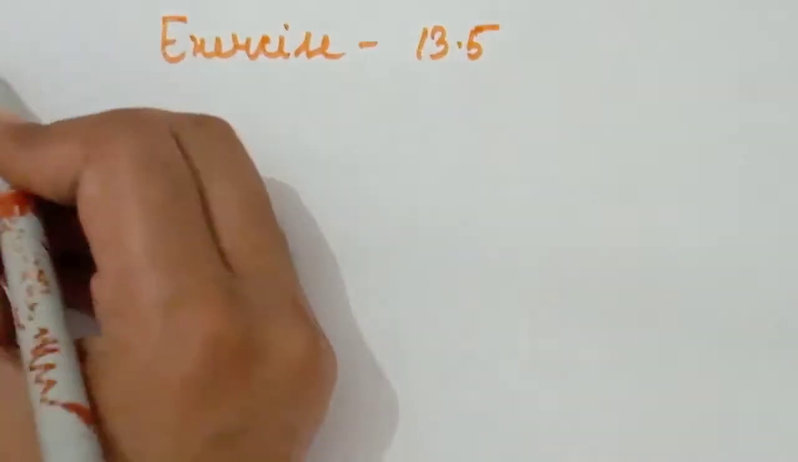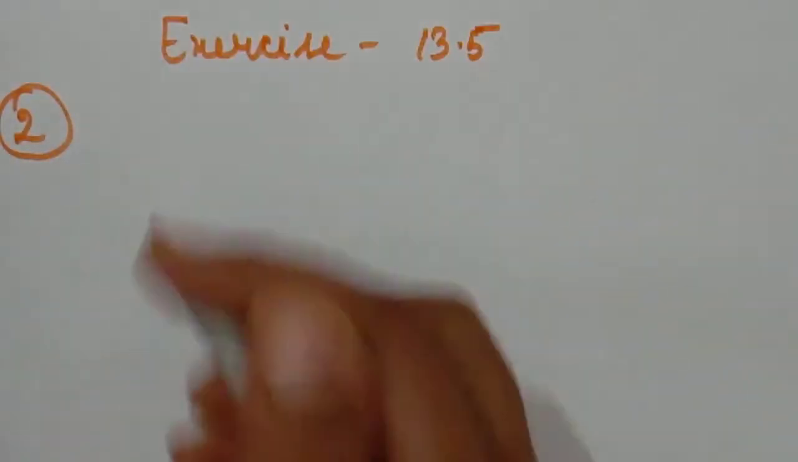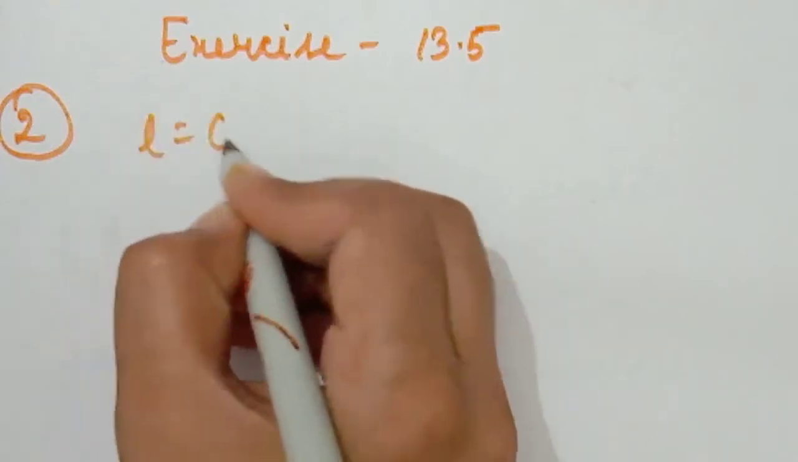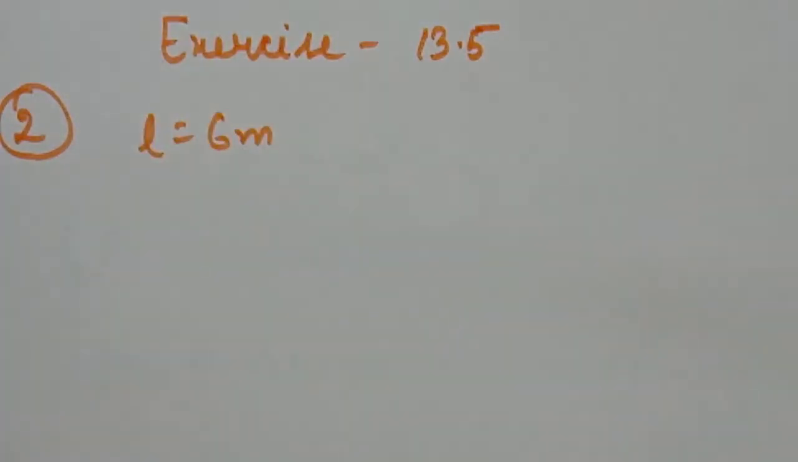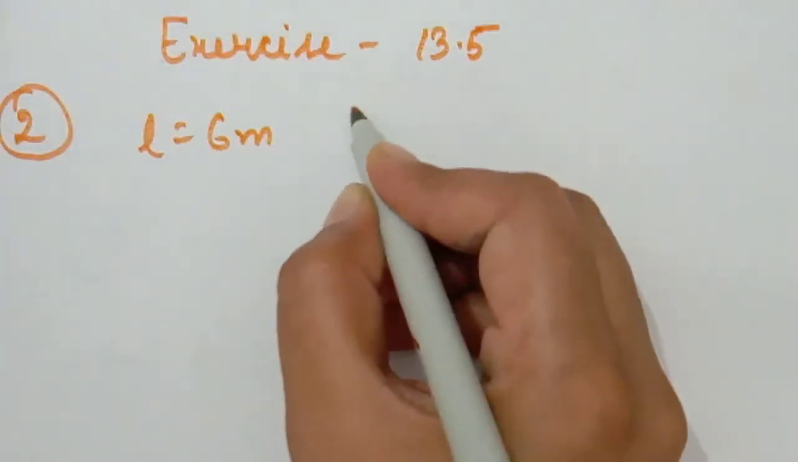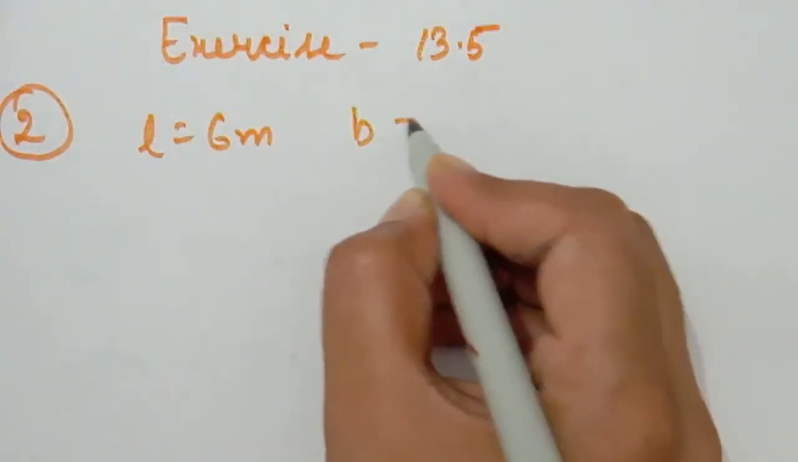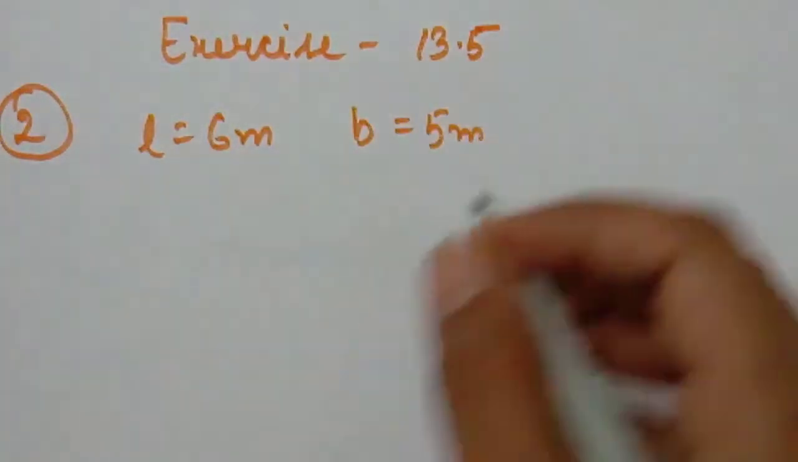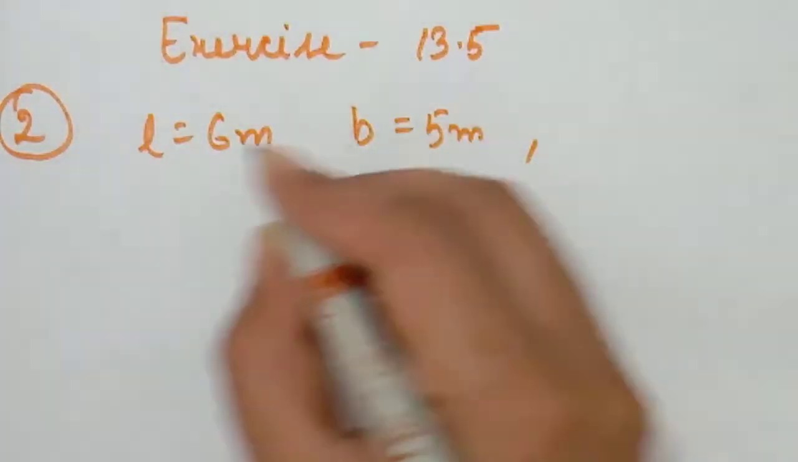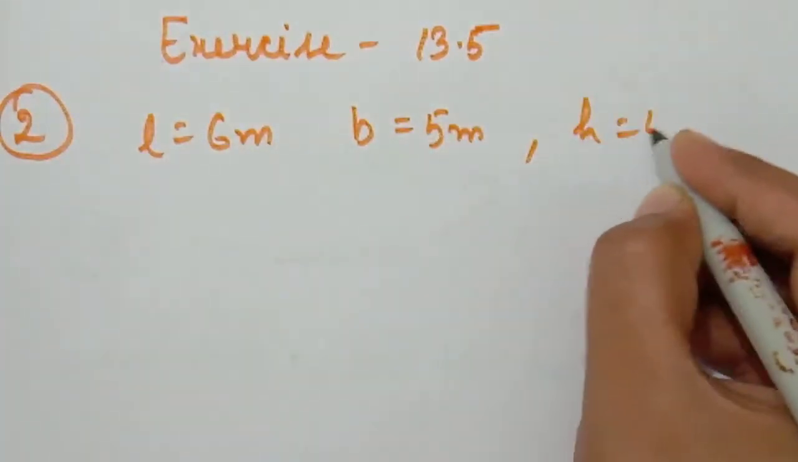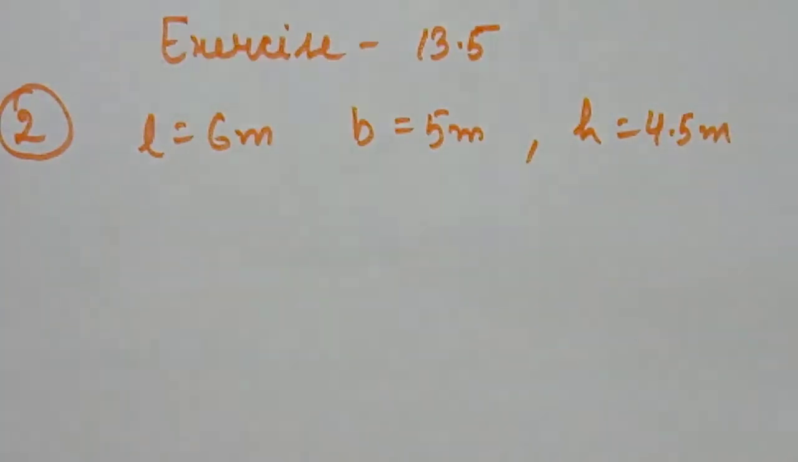Exercise 13.5 from NCERT. We will take the second question. The first is very easy. A cuboid water tank is 6 meter long, it means length is 6 meter, and wide, it means breadth is 5 meter, and deep, it means height is 4.5 meter. How many liters of water can it hold?